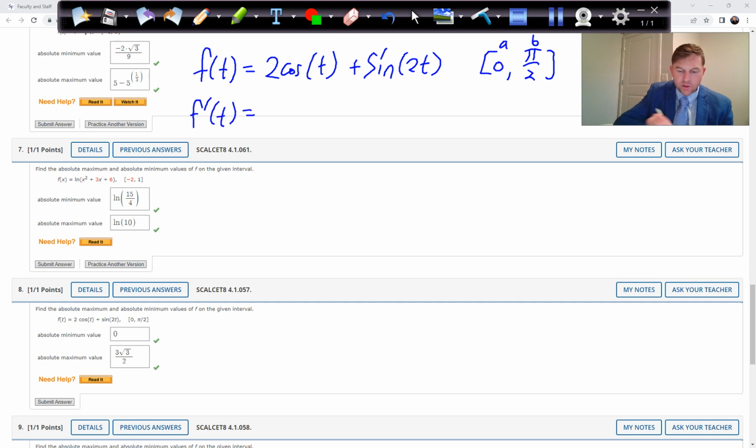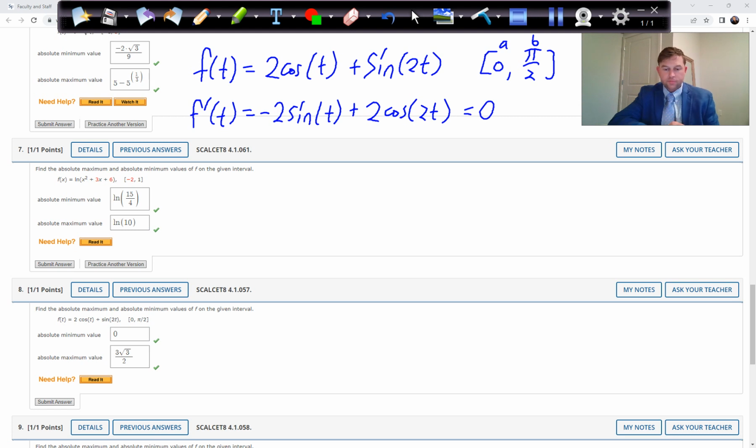So the derivative of cosine is minus sine, so this would be minus 2 sine t. The derivative of sine is cosine, but it's also going to be times the derivative of the inside, which is 2, so it's going to be 2 cosine of 2t. And we're going to set that equal to 0. But to do this, we're going to use a trig property that says this: cosine of 2t is equal to 1 minus 2 sine squared t.